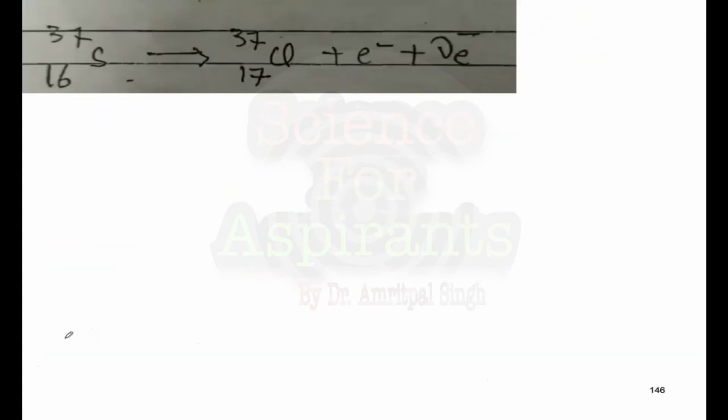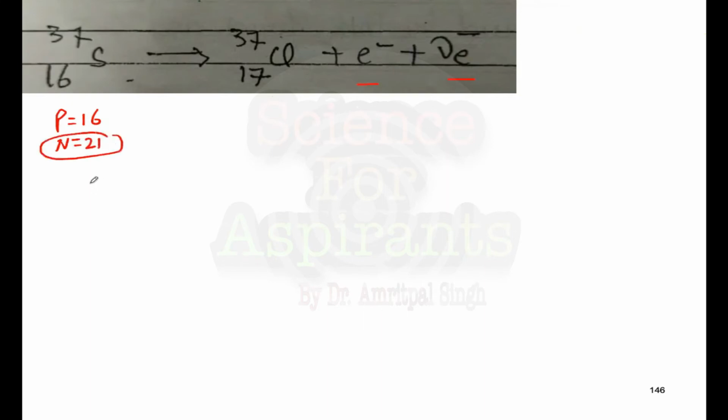Let us do another example of a forbidden transition. It is for sulfur-37 (16 protons), and it is being converted into chlorine with the emission of a beta particle and antineutrino. In this case you can see that it has 16 protons and 21 neutrons.